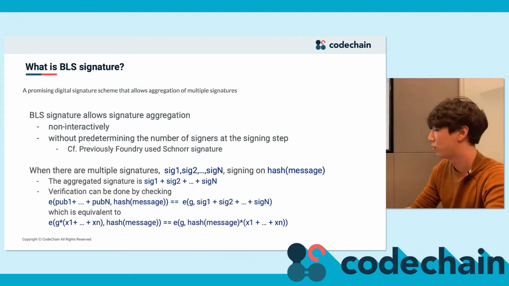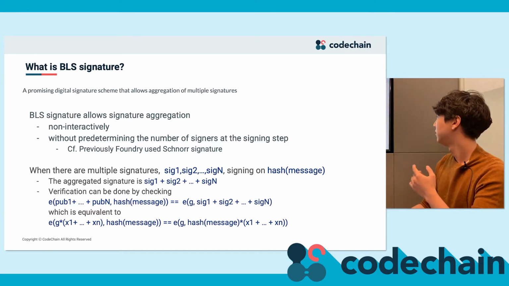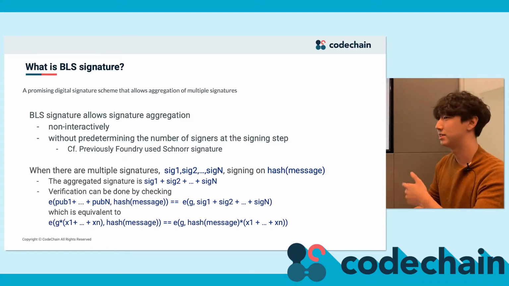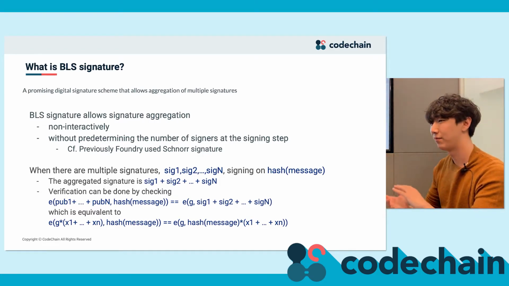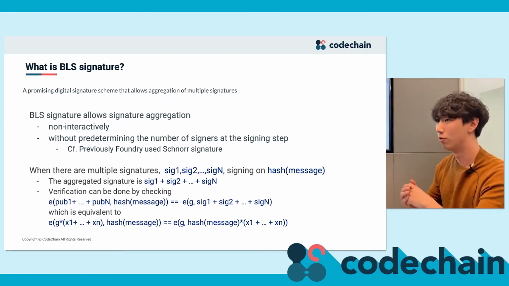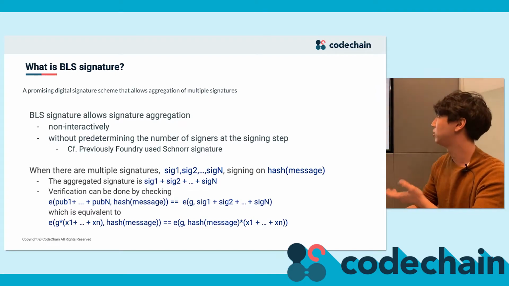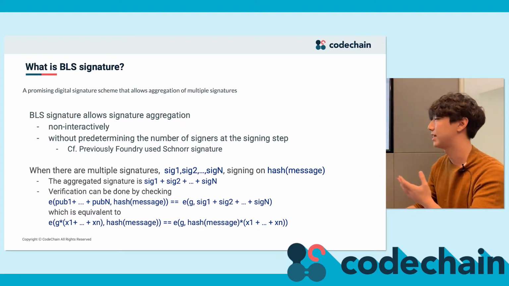The most important point is that BLS signature allows signature aggregation, and moreover it allows signature aggregation non-interactively, which means that the signers don't have to cooperate to aggregate the signatures. So signature aggregation can be done by anyone. And also it can be done without predetermining the number of signers at the signing step.